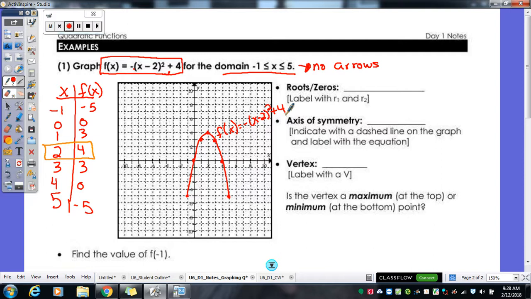So you should end up with a graph that looks like that, and you label it. I should not see any just random U-shapes drawn on there. You have points. You need to plot them and make it specific.